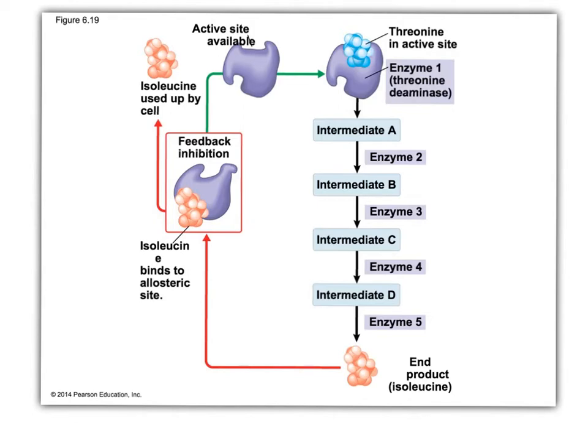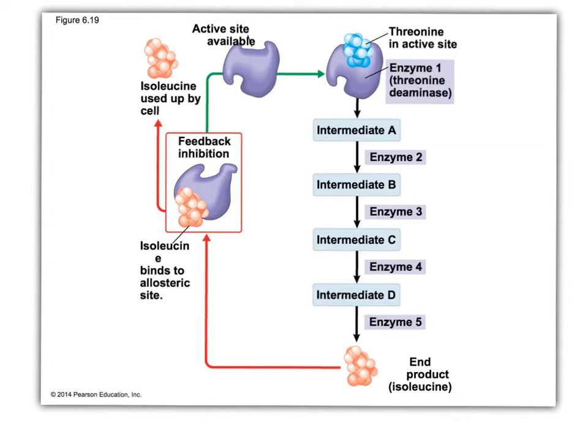Threonine, which is another amino acid, binds to the active site. The enzyme we're talking about is threonine deaminase. It's going to take threonine and through a series of steps produce another amino acid, isoleucine. So threonine binds the active site because low levels of isoleucine are present. With low isoleucine, the active site is not bound by isoleucine. The enzyme can bind threonine and then starts this process to produce isoleucine.